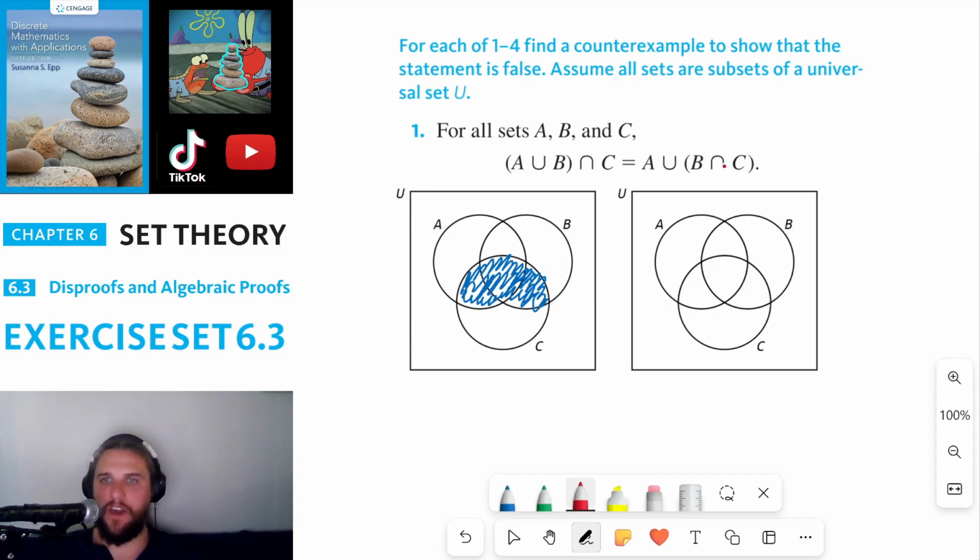Now let's take a look at the other side. B intersection C is this region here, and we want to combine that with A. So we would also want this region here.